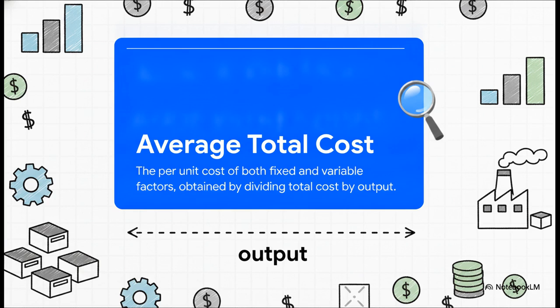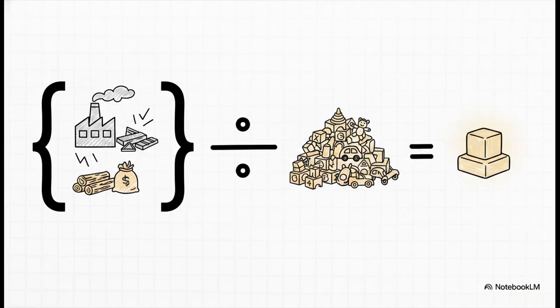This brings together absolutely everything we just learned. It is the final, ultimate number that tells a business owner exactly how much it costs, on average, to produce one completely finished item. The formula for this is beautifully simple. AC, or ATC, equals TC divided by Q.